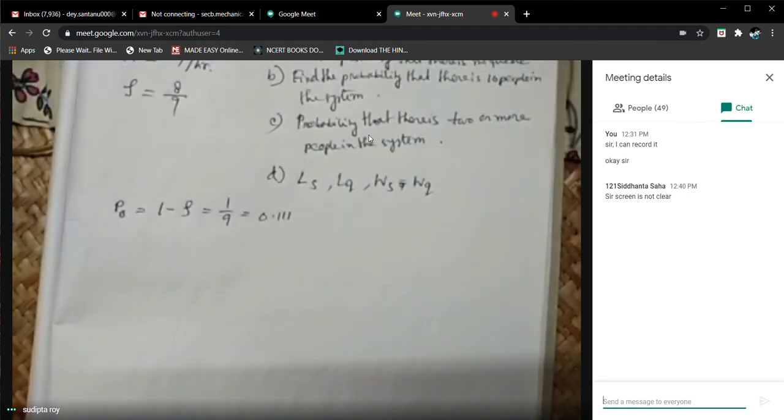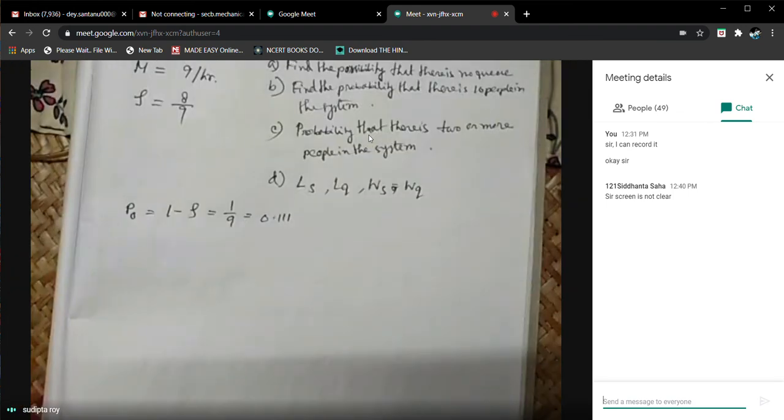So if no one is in the system, then the server is free or idle. That means the servicing is not going on, the server is idle. It means the service counter is not operating because there is no one in the system. The probability that there is no one in the system is 0.111 or 11.1%.